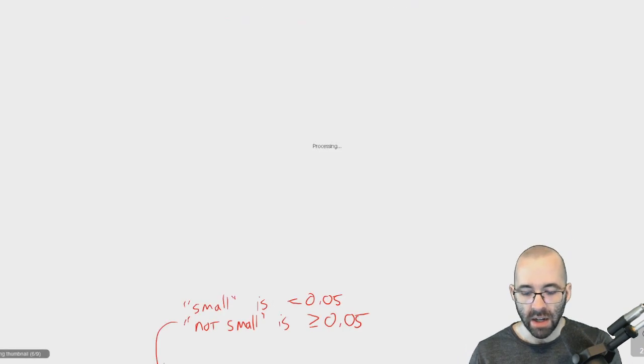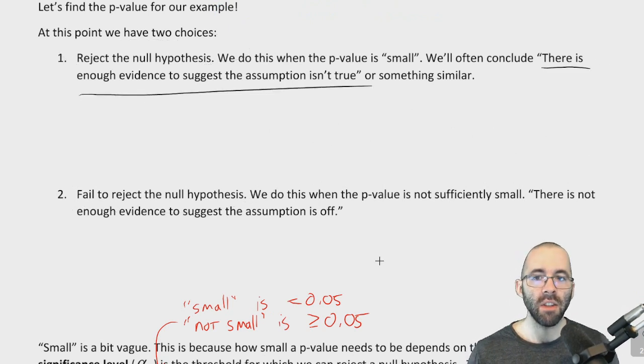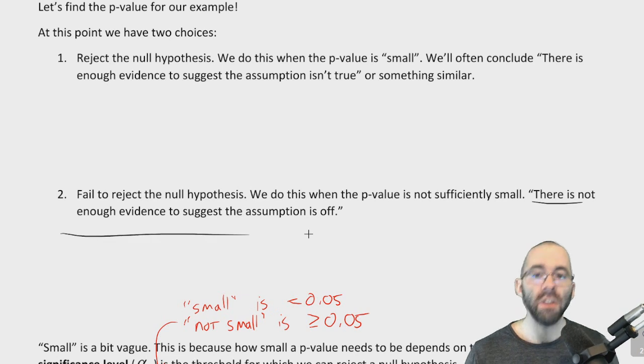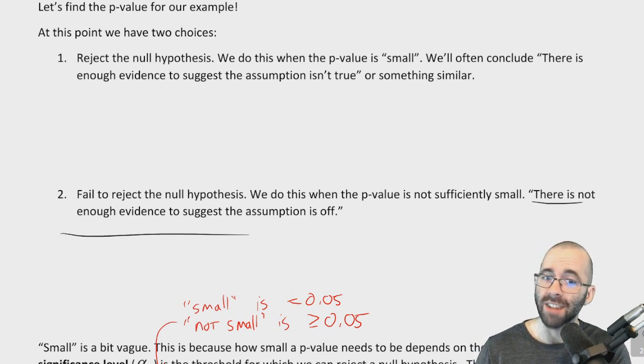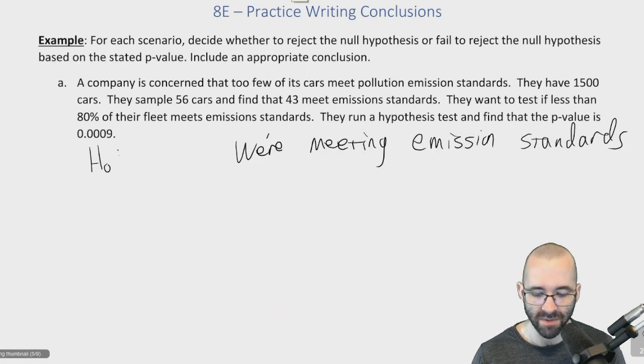So we have two options, right? We'll either reject or fail to reject. We'll either say there is enough evidence to suggest that we are not meeting emission standards, or we'll say there's not enough evidence to suggest that we're failing emission standards. We're never proving that we're meeting emission standards. We're only saying there's enough evidence that we're not, or there's not enough evidence that we're not. There's a lot of double negatives in hypothesis testing, which makes it even more confusing.